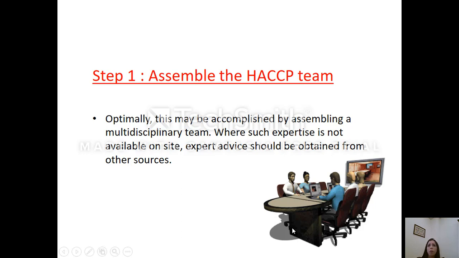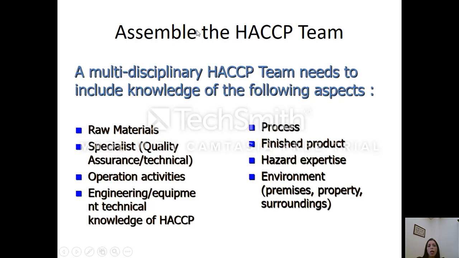We can have as well a representative from the maintenance department to make sure that they are abiding by preventive maintenance steps. So the HACCP team should be a multidisciplinary HACCP team. They need to have info and knowledge about the raw materials and quality assurance. They need to be involved in the operational activities of the HACCP, even engineering, equipment, technical knowledge. So basically, with respect to the maintenance department. They need to be familiar with the process, the end product, the hazard analysis, and the environment, mainly the premises, properties, and surroundings.